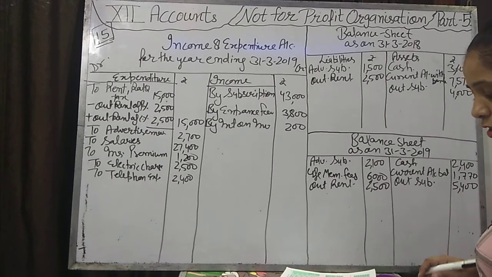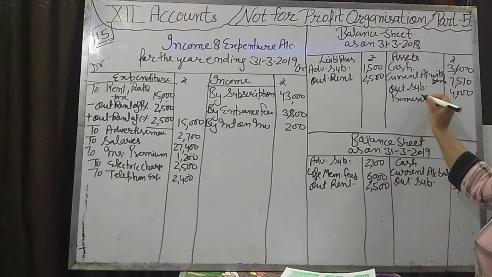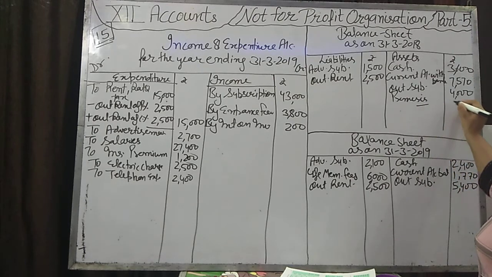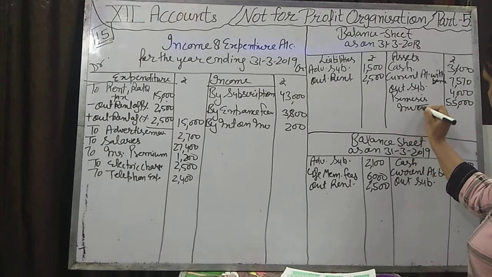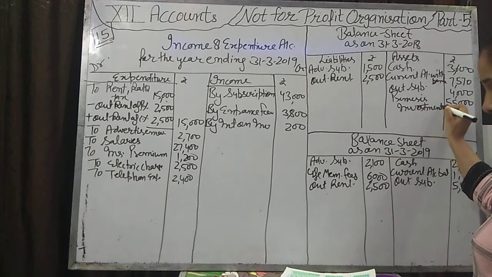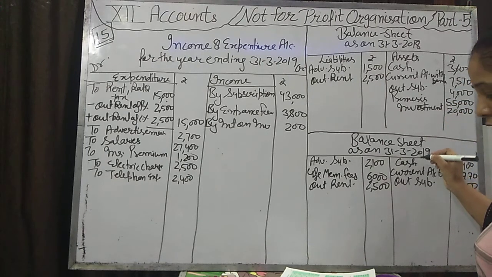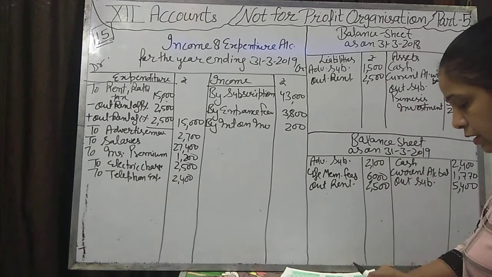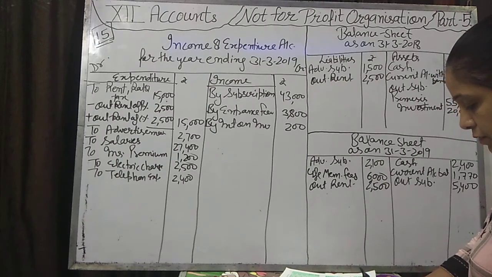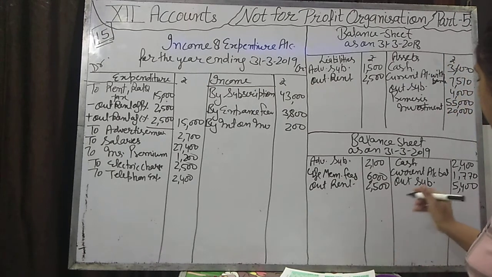At third point, premises. We are having premises of ₹55,000, that we will write here on the asset side. And investment, we have 20,000. This is of previous year assets. It's given to you on 31st March 2018. And furniture we don't have. Last year we don't have any furniture. We have purchased furniture this year.